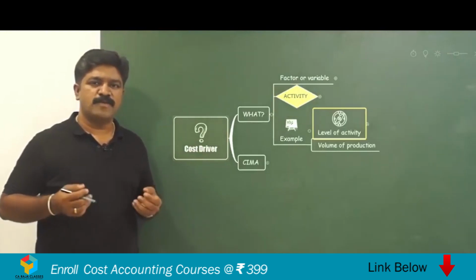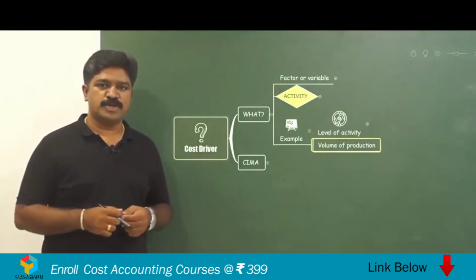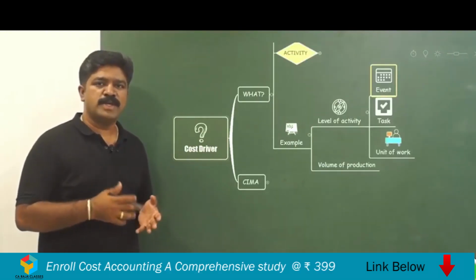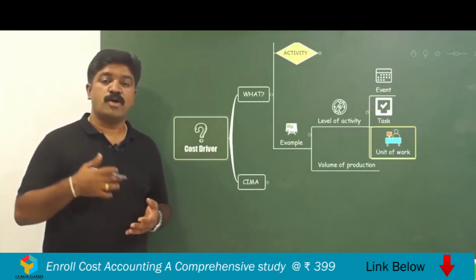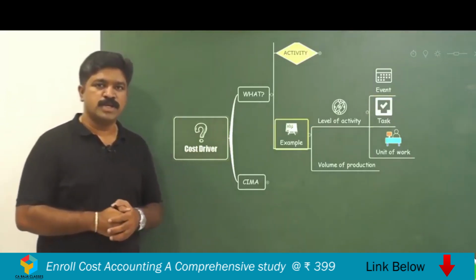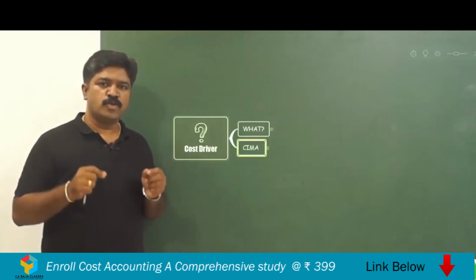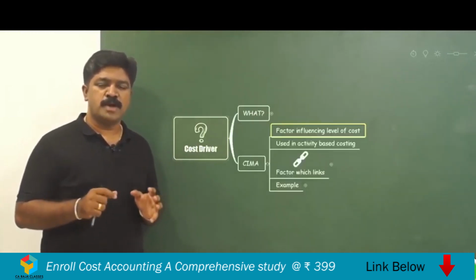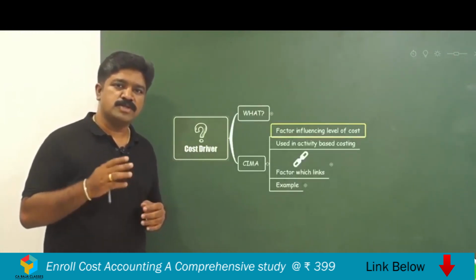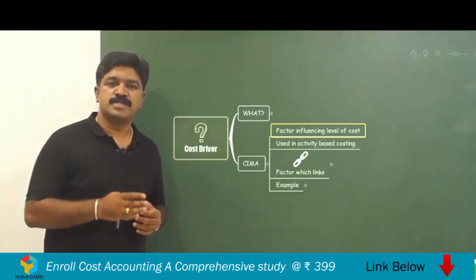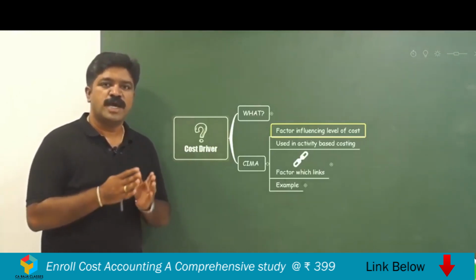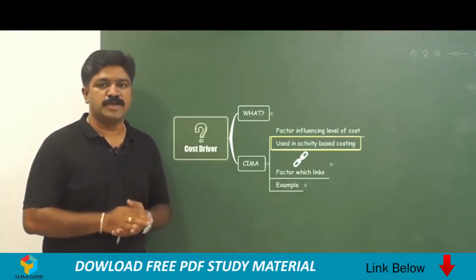An example can be the level of activity or volume of production. In this, the activity may be an event, or it can be a task, or it can be a unit of work as well. If we go through the definition given by CMA, we understand that a cost driver is a factor which is influencing the level of cost, and it is widely used in activity based costing.